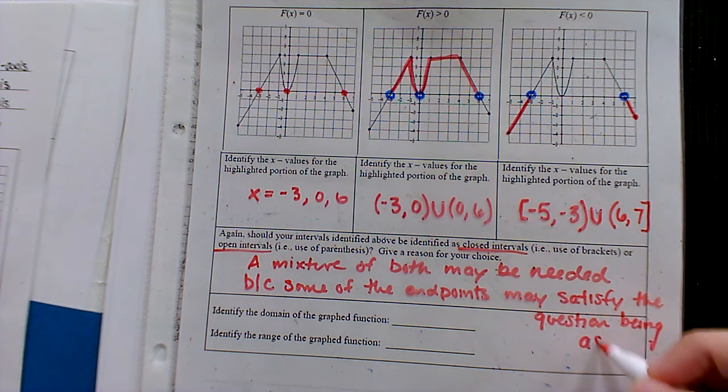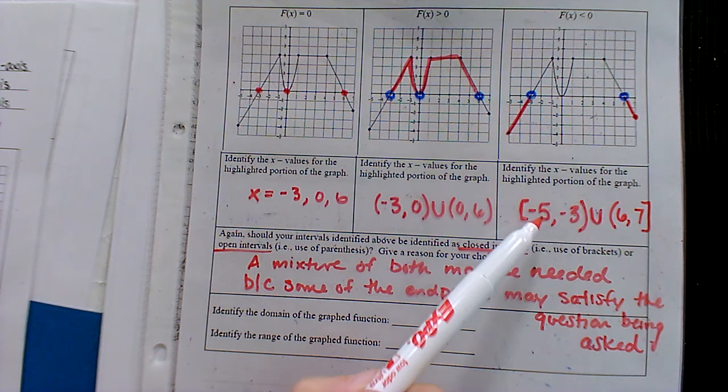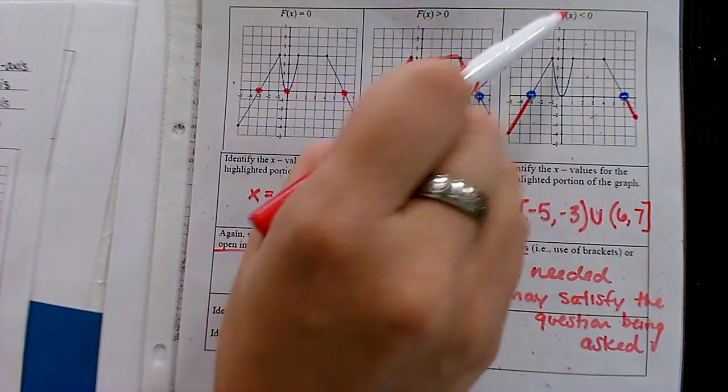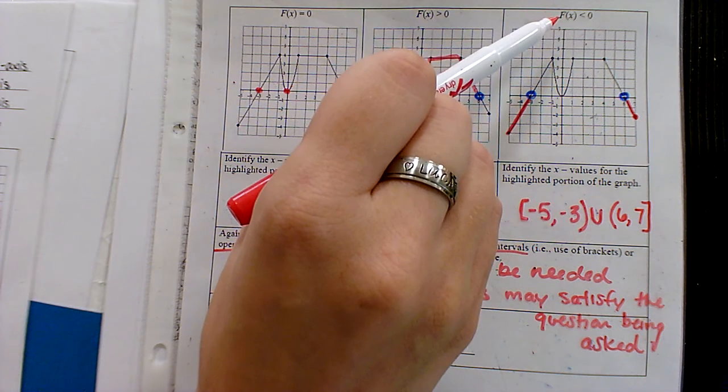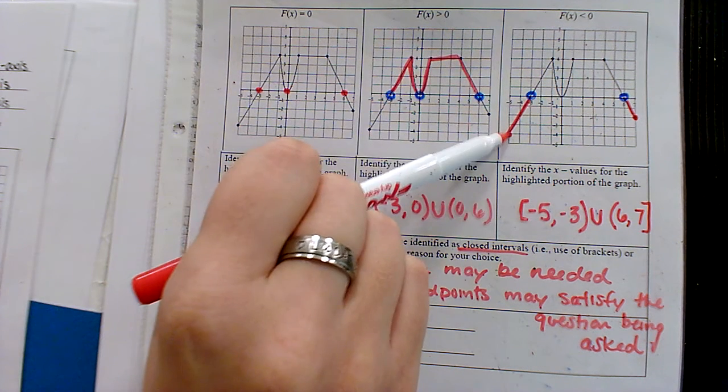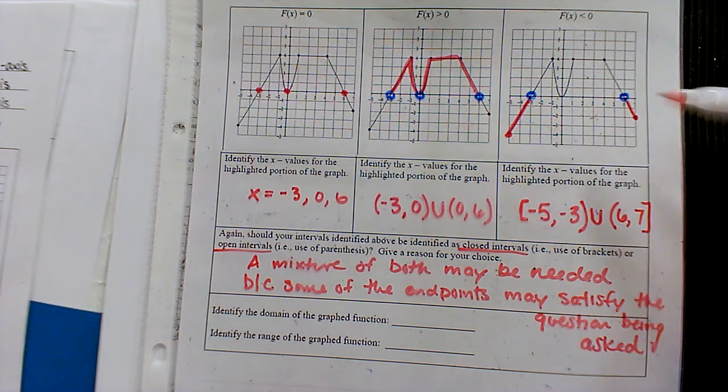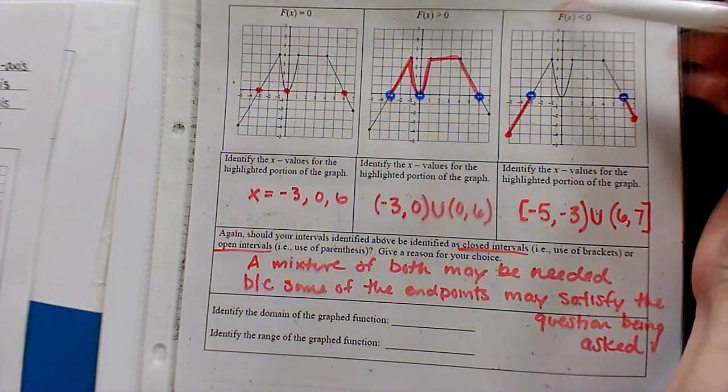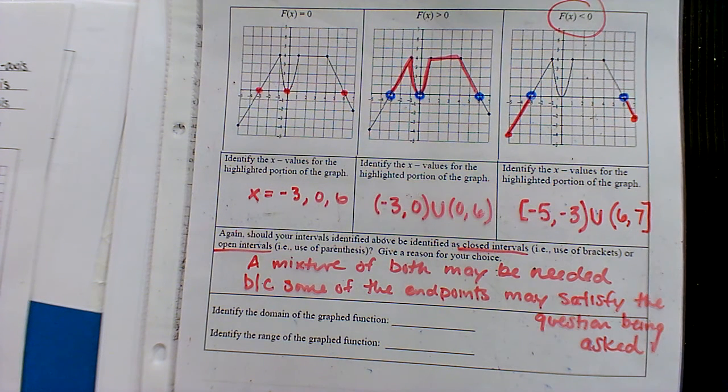Notice how -5 satisfied the notation of being underneath the x-axis, because that point right there was below. Same idea with 7. That point satisfied that question being asked. So you may need a mixture. If you're just looking at increasing, decreasing, and constant, we said they would always be open. But if you're analyzing where you're above or below or even on the x-axis, you may need that mixture. It depends on the analysis that you're doing.